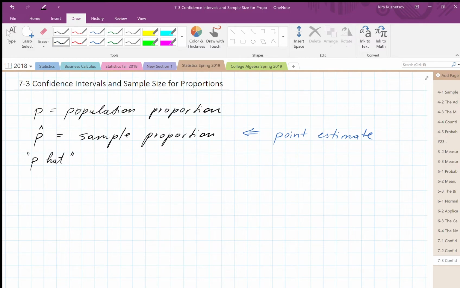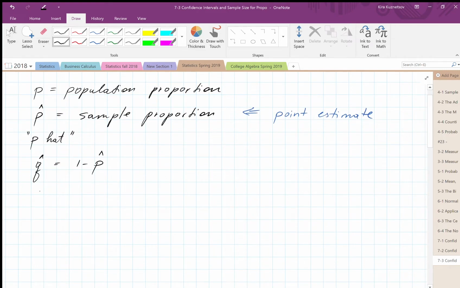I have my P, I have the P hat. I also have a Q hat. A Q hat is 1 minus P hat. This is in a sense the probability of failure. So if I know it's going to rain 60%, that means there's 40% that it's not going to rain. If 60% of people said yes to my question, that means that 40% said no.